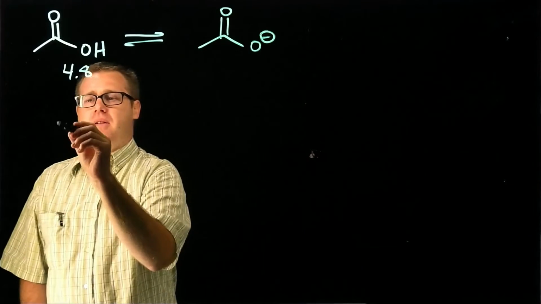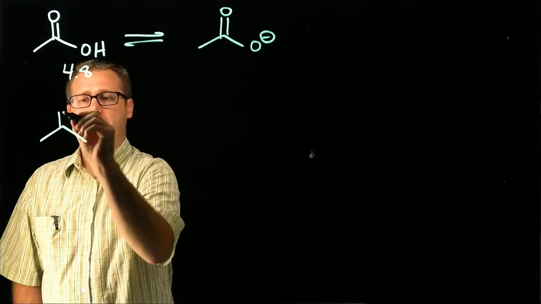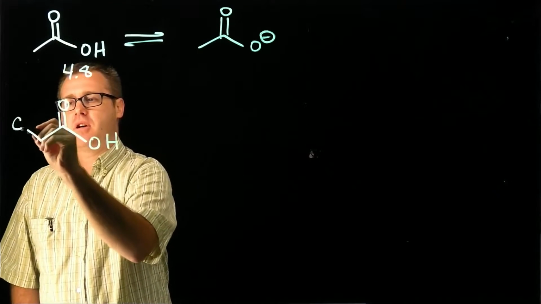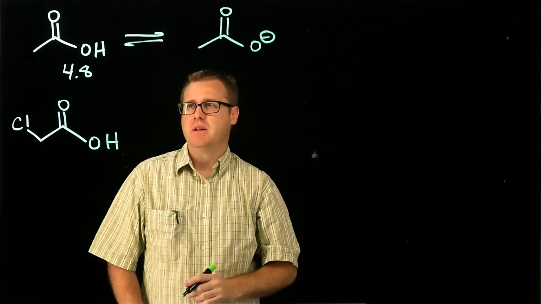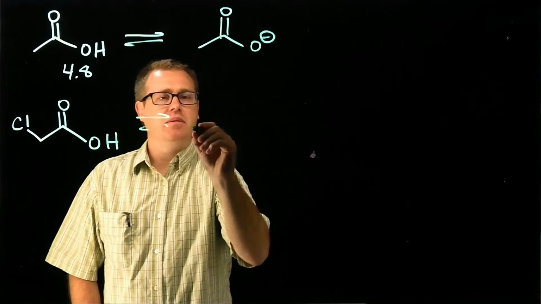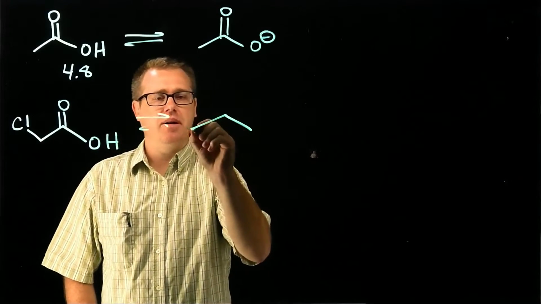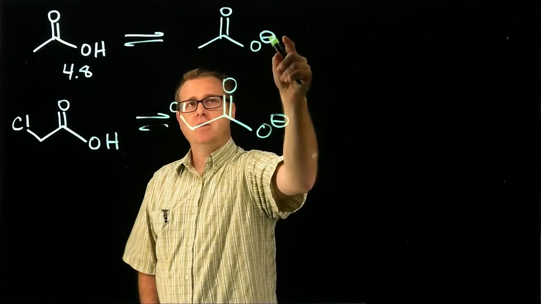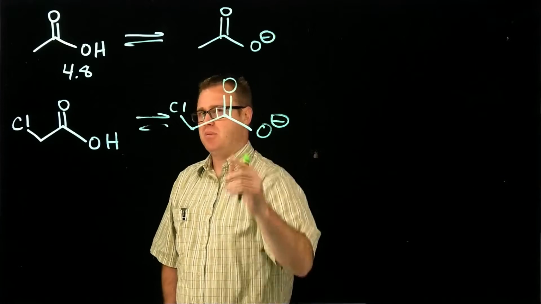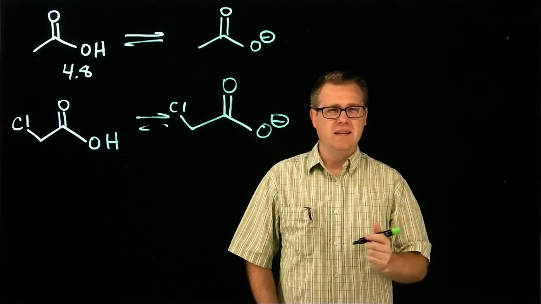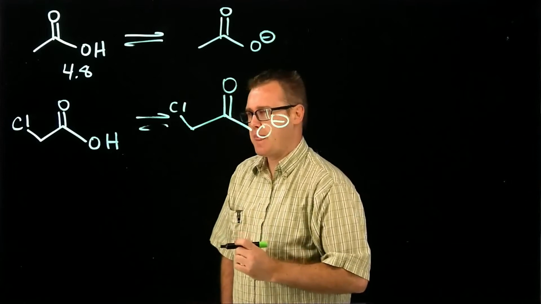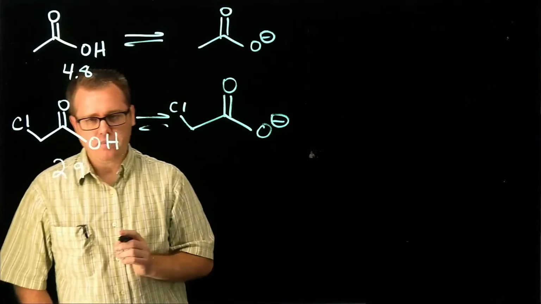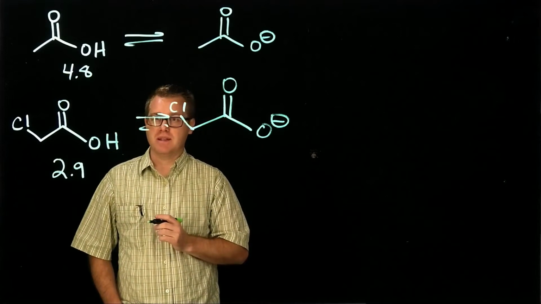But what if I added to that carboxylic acid an electron withdrawing group, let's say chlorine? What do you think the pKa of this compound is going to be in comparison to the acetic acid? Is it going to be more acidic or less acidic? What do you think? Well, the pKa of this guy is 2.9. And so that's telling us it's more acidic.